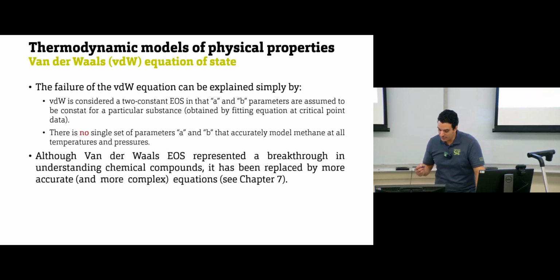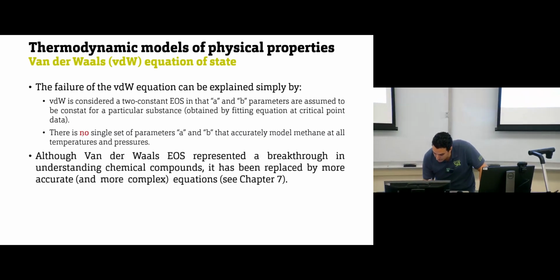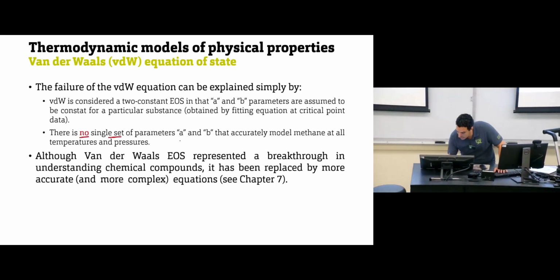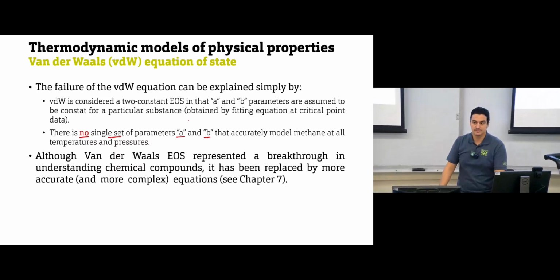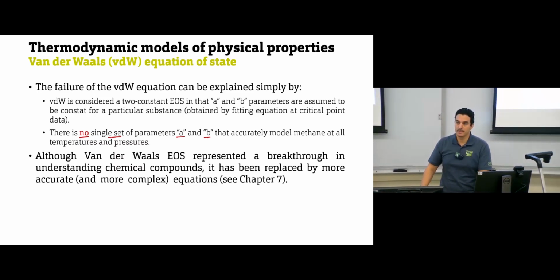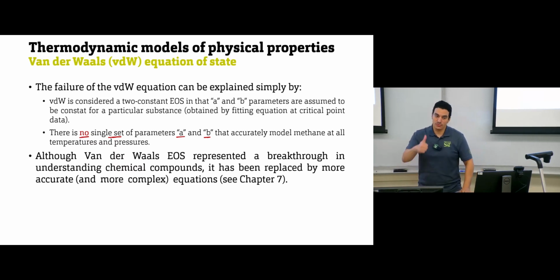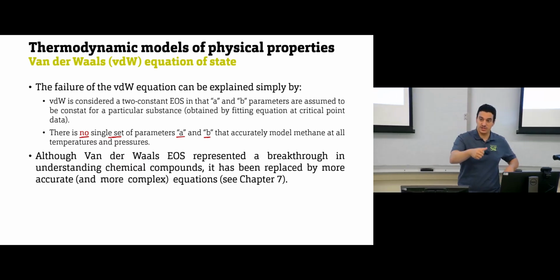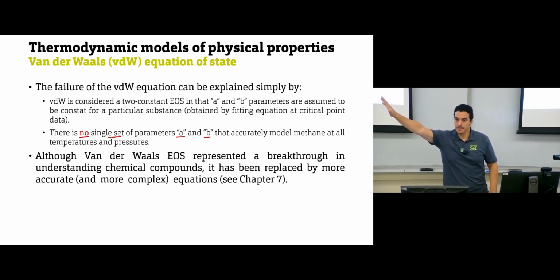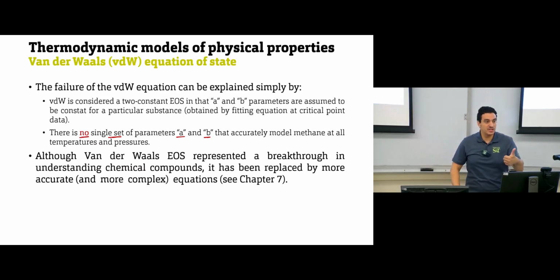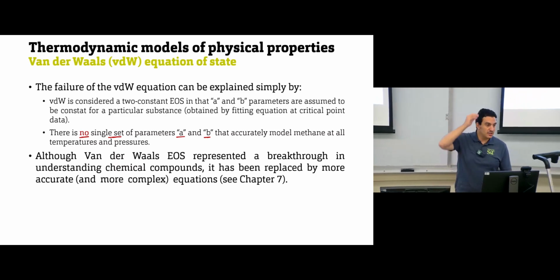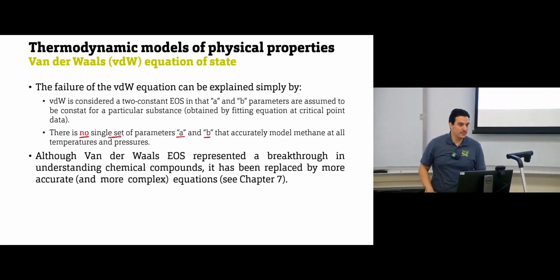So again, van der Waals failed because no single value of A and B can fit all the conditions we have. So far is it clear? So far we have the ideal gas equation of state valid at low pressure and at extremely high pressure. The van der Waals equation of state is valid at high pressure but not extremely high pressure. Do you think these are the only equations we have?